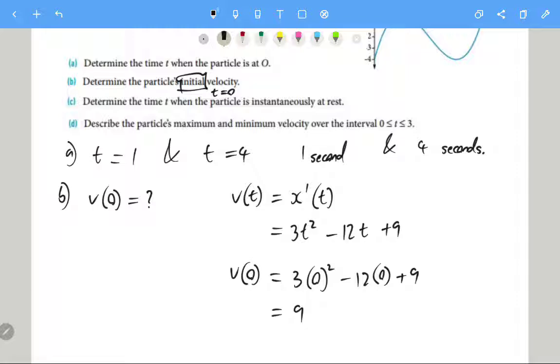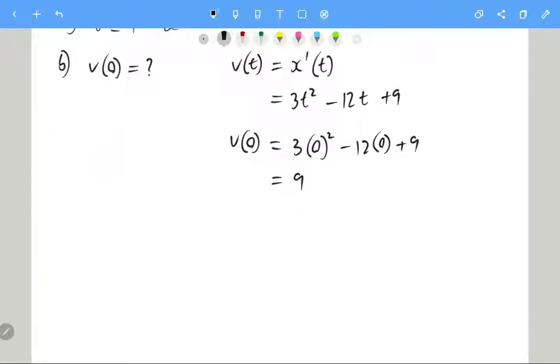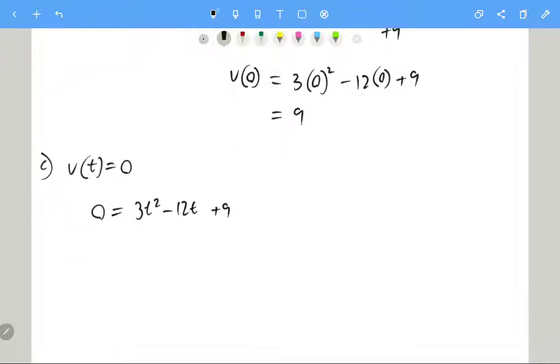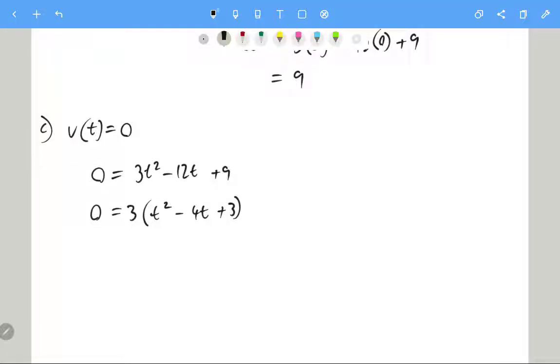For C, determine the time t when the particle is at instantaneous rest. Instantaneous rest means when the velocity is equal to 0, so we solve the other way around. We've got 0 equals 3t squared minus 12t plus 9. Factorize out the common factor of 3, and we're left with a monic quadratic. We need two numbers that multiply to 3 and add to negative 4, which has to be negative 1 and negative 3. So t minus 1, t minus 3.